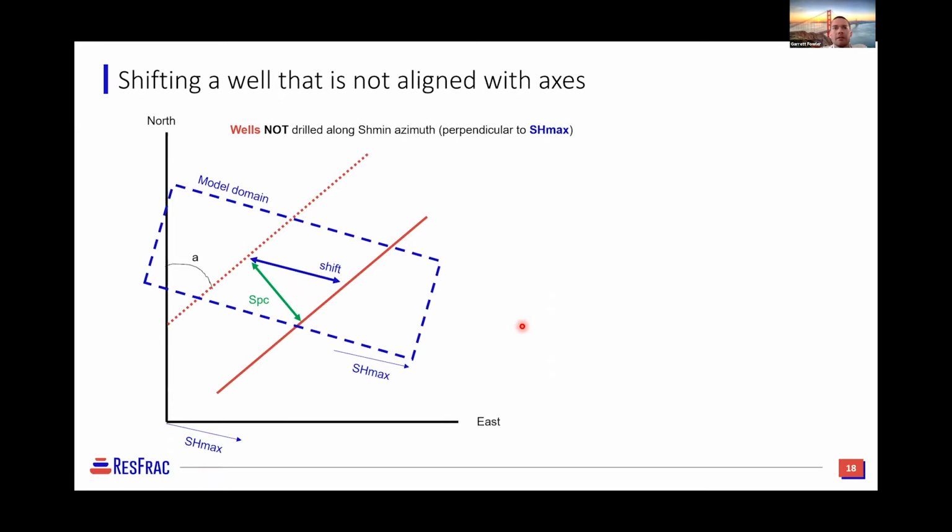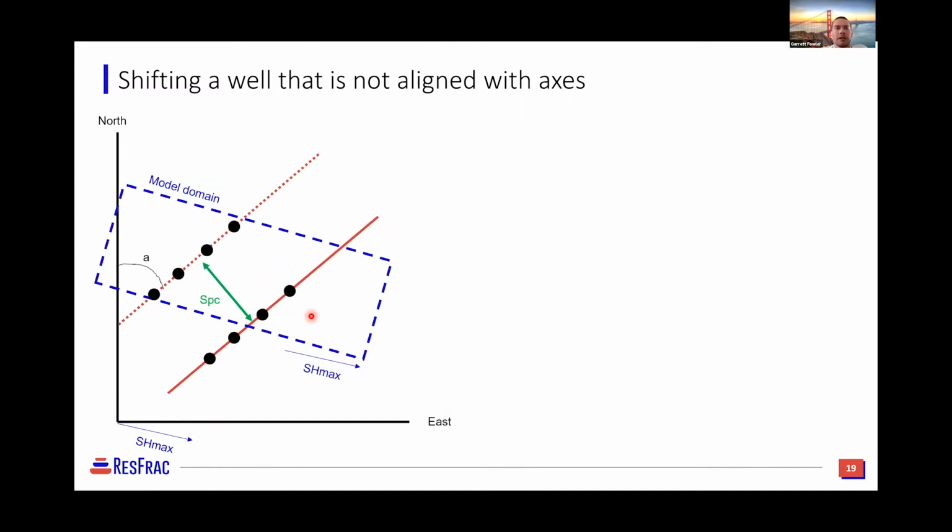Next question is, what happens if your well is not perfectly aligned? So here, now my well is not drilled perfectly along SH min, but in fact, SH max is now at a slightly oblique angle to the wellbore. So if we did our prior technique where we just looked at that well spacing distance and shifted, we would shift the coordinates directly perpendicular to the wellbore.